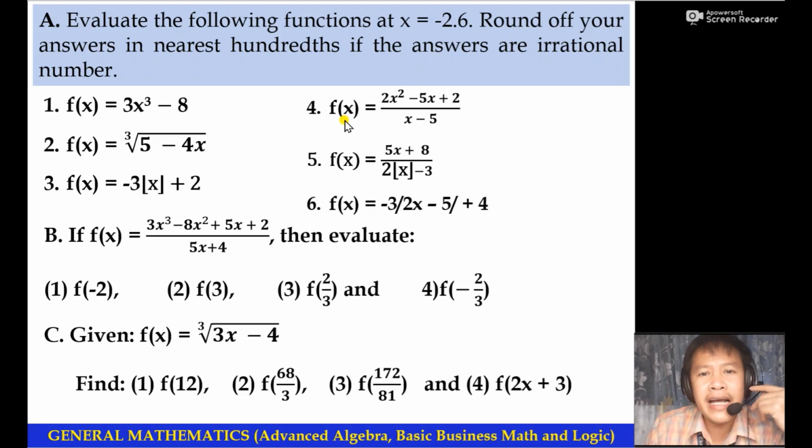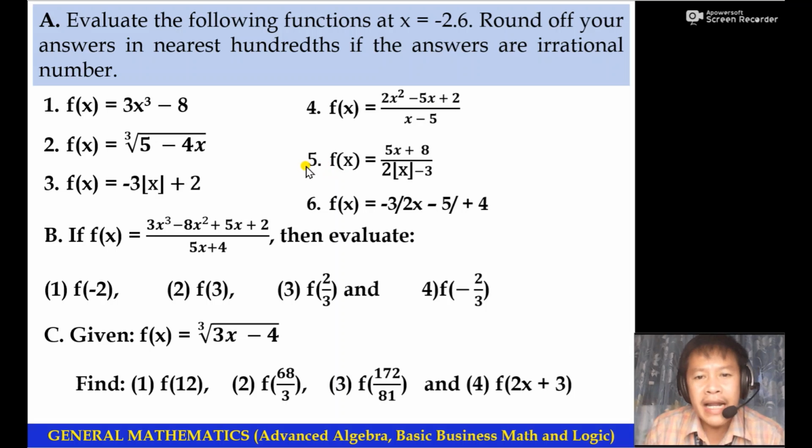Number 4 is a rational function: f of x is equal to 2x squared minus 5x plus 2 all over x minus 5. Number 5 is also a greatest integer function: f of x is equal to 5x plus 8 all over 2 times the greatest integer of x minus 3. And number 6 is an absolute value function: f of x is equal to negative 3 times the absolute value of 2x minus 5, plus 4.